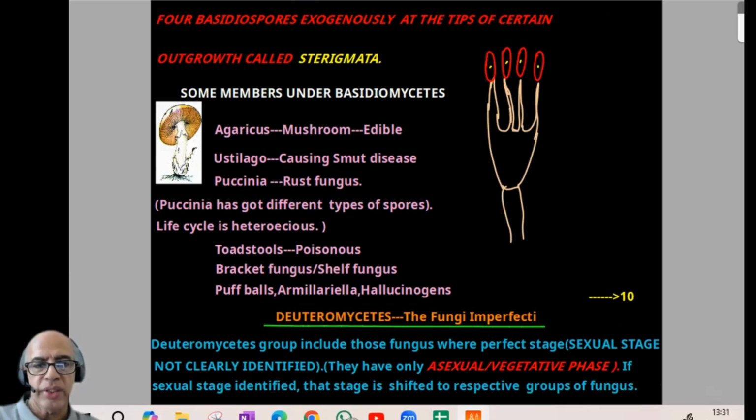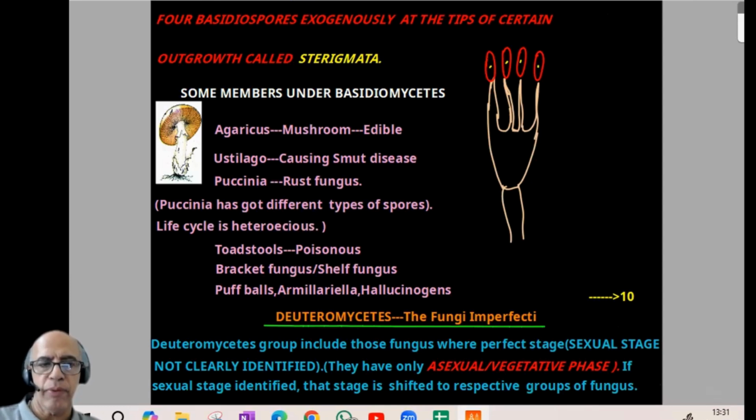Toadstool, poisonous; bracket fungus or shelf fungus; puffballs; Armillaria or Armillariella. Armillariella is a fungus, hallucinogens, etc. Here it is Armillariella. Next, Deuteromycetes.